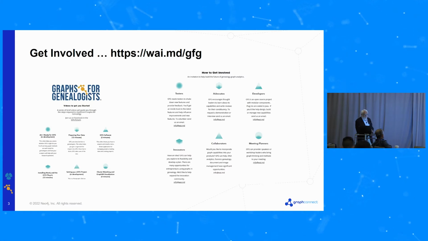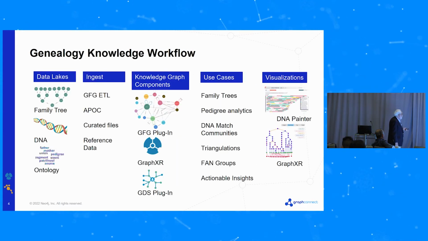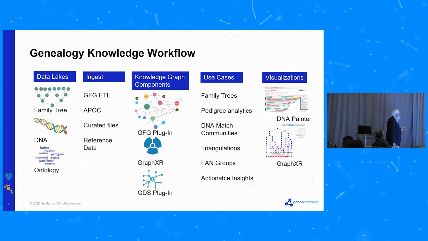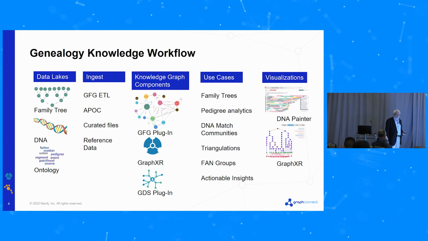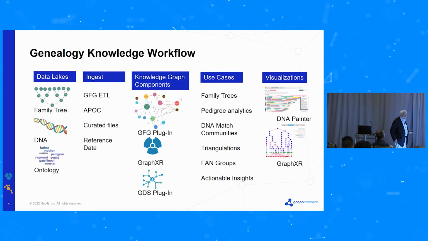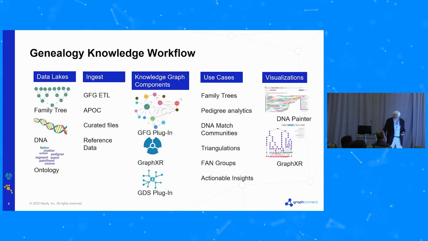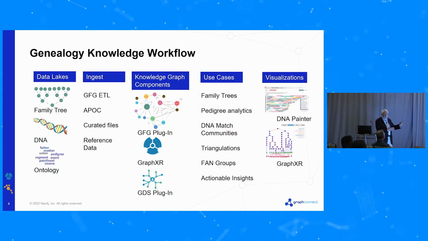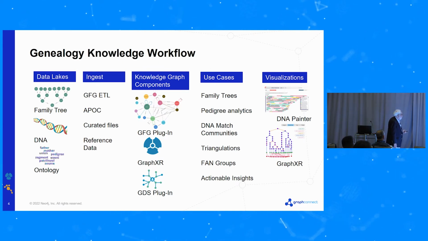So I wanted to give you a view of the workflow that we're dealing with here. And we really start off with the data, which really consists of family trees, then DNA data, and then genealogists, of course, have their own vocabulary and ontology, which we incorporate. So in ingesting the data, we have this new Graphs for Genealogy plugin, and it performs the ETL. We also are using APOC, and we have some curated files, things that genealogists are familiar with, where we can link the family tree data to the DNA matches. That's a curation process. And then we bring in reference data as well.